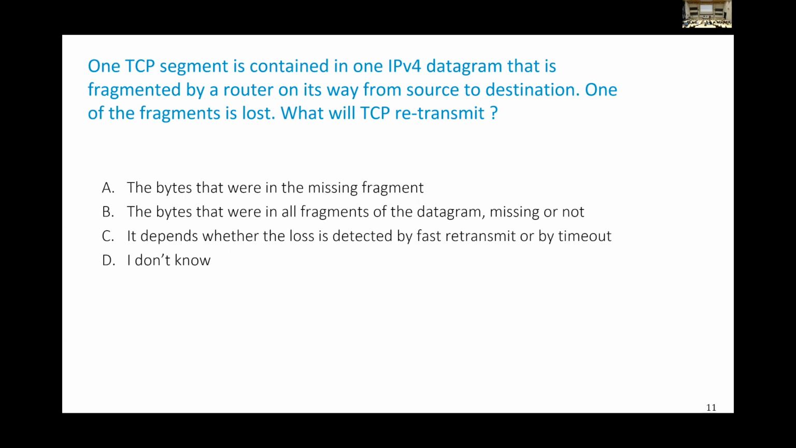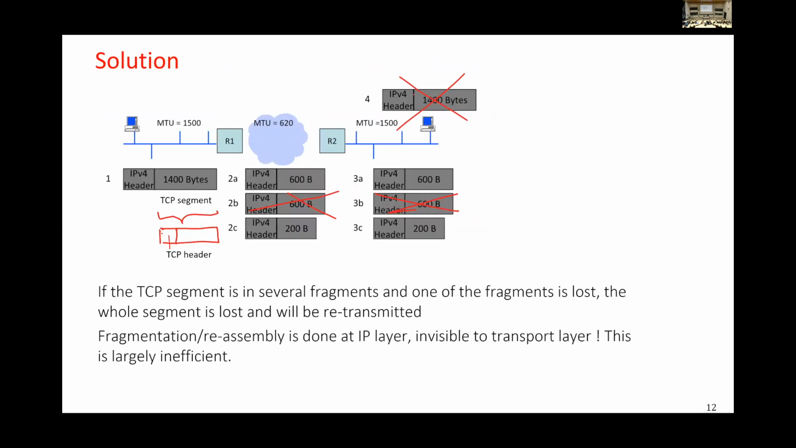I close the poll in a few seconds. And the majority says B, which is the correct answer. Because fragmentation is done at the IP layer, if one fragment is lost, then the IP layer will not be able to reassemble, will try, will time out, and then will discard the packet and saying this is lost, which means that TCP will need to retransmit the three fragments.